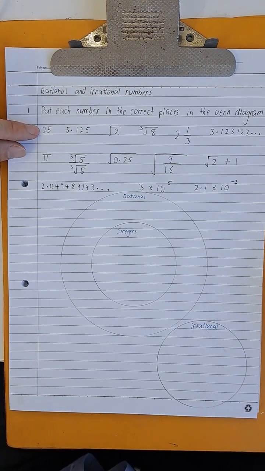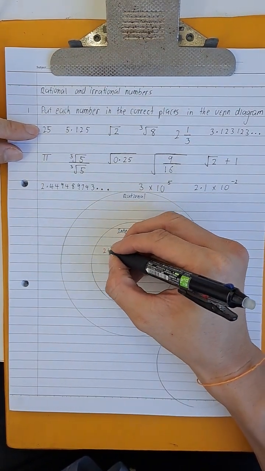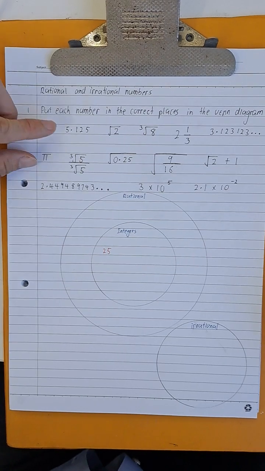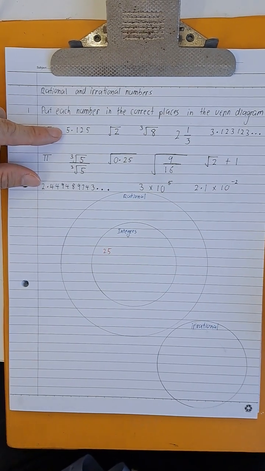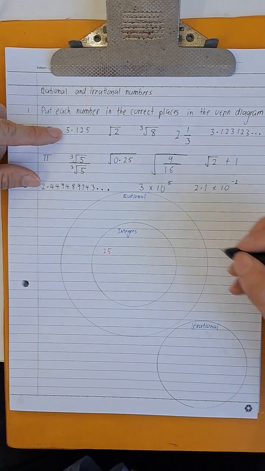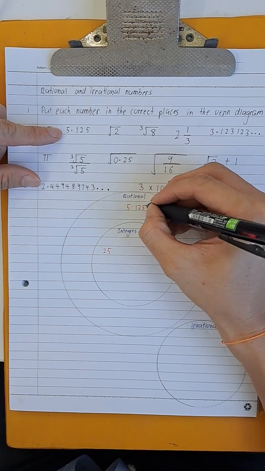So 25 here is a rational number and it belongs to the integer family. So I'll just write it down over here. And for this one, it's a decimal number. To be specific, it is a terminating decimal and it can be written as a fraction. So it will be a rational number over here.